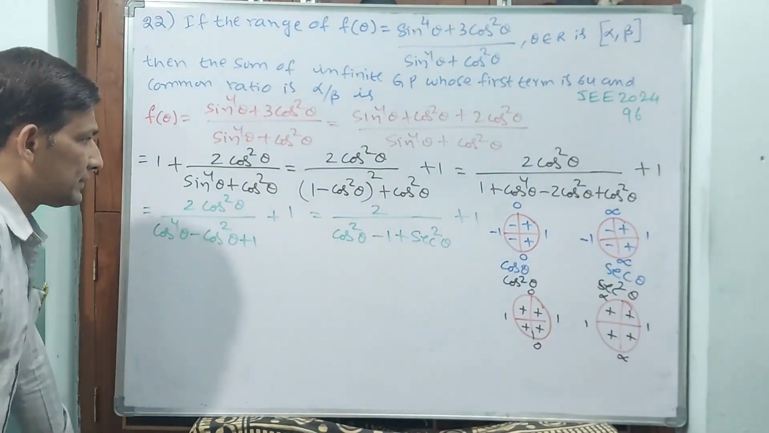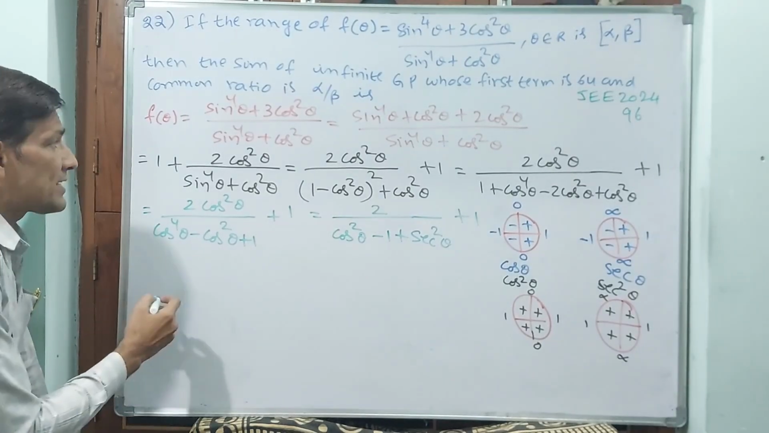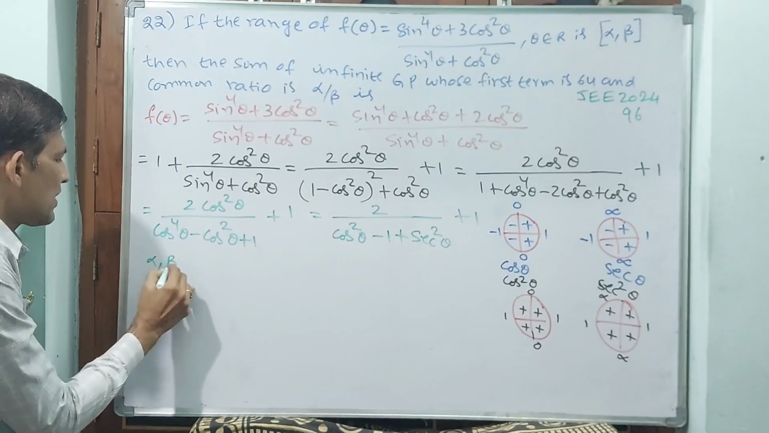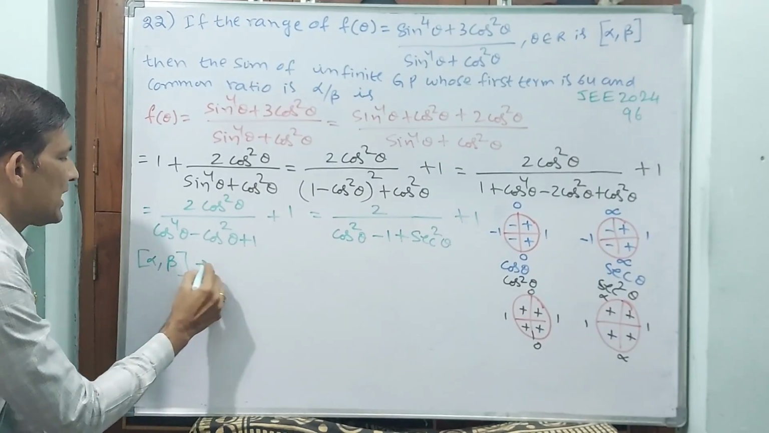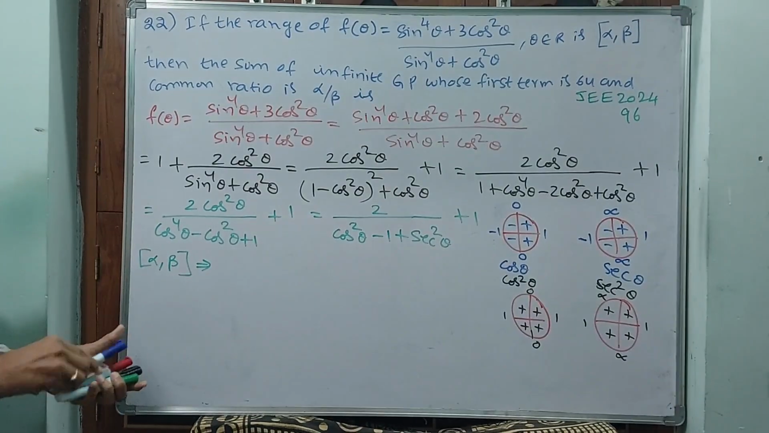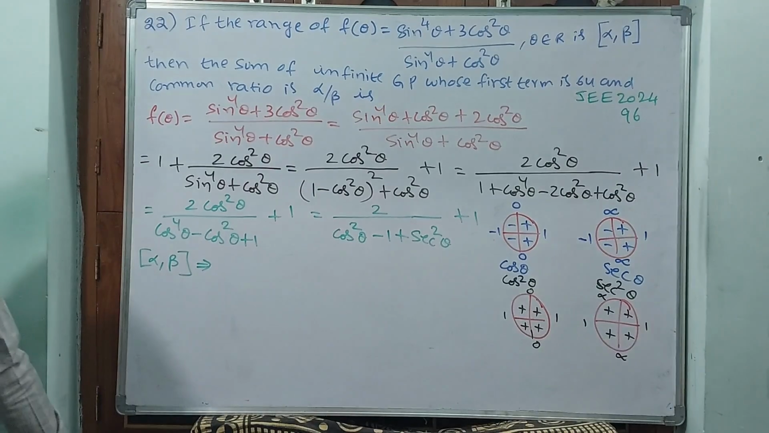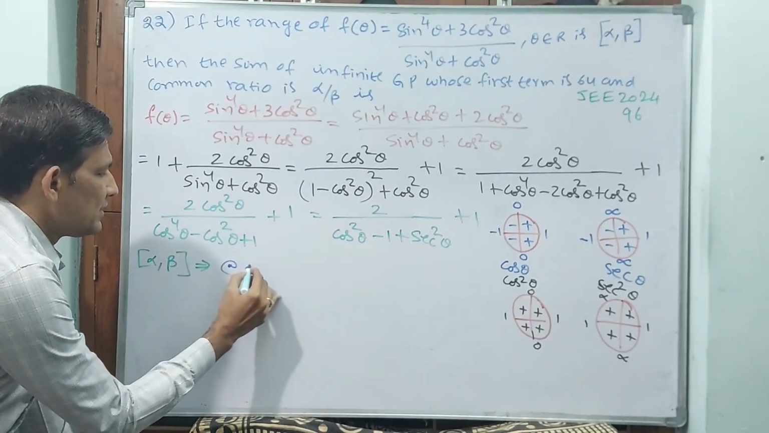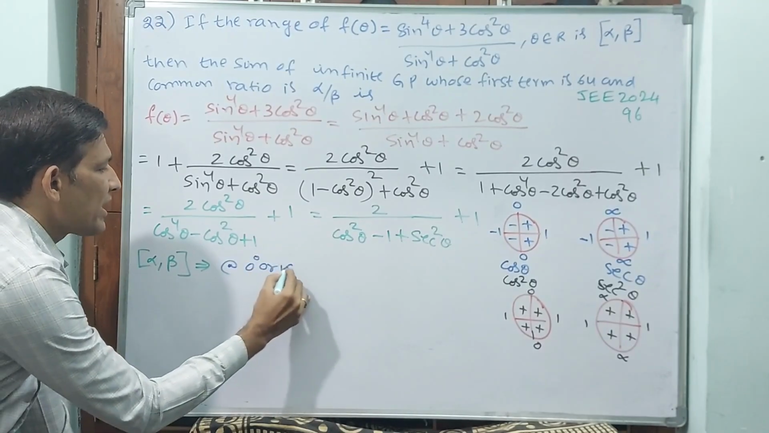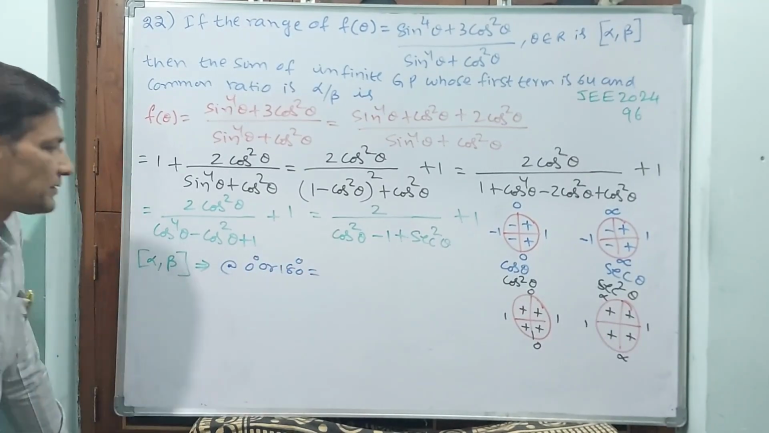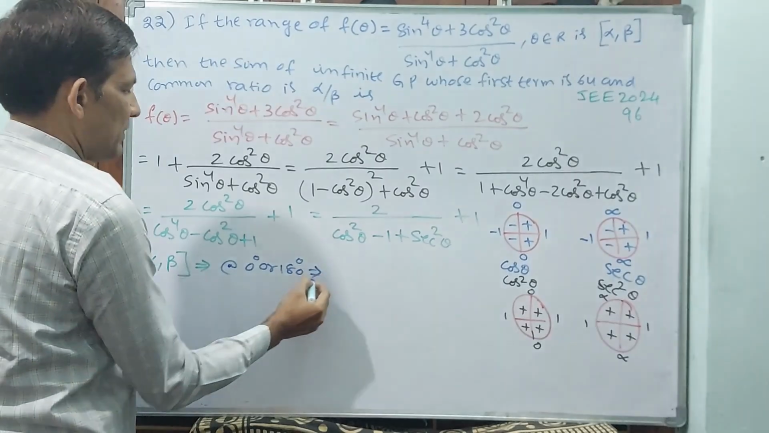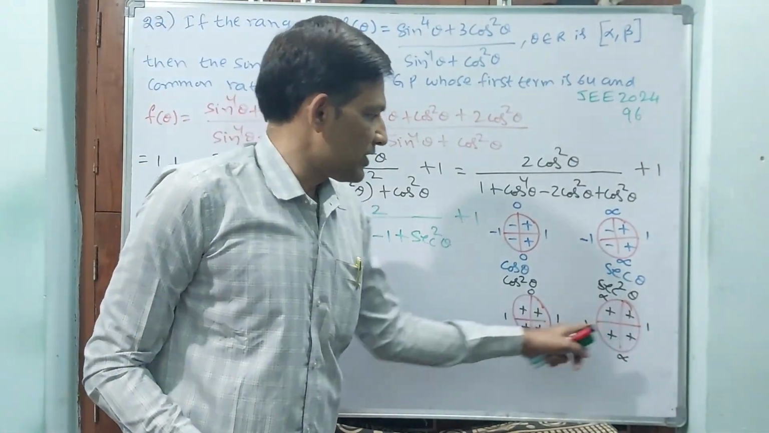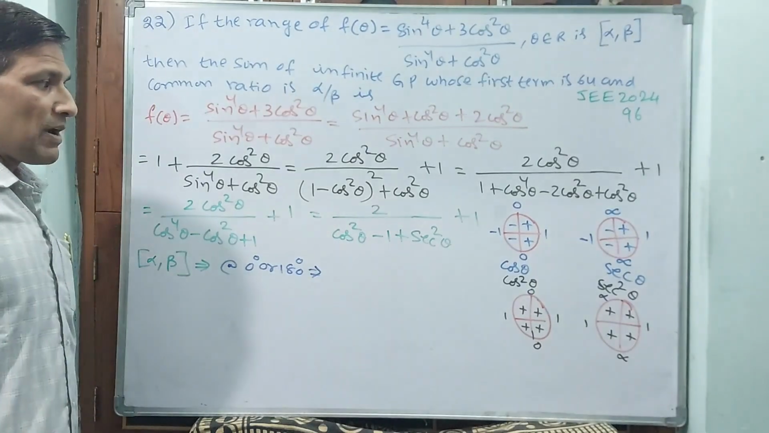Now come back. See, what is the range alpha, beta? Alpha comma beta implies you have to find the minimum value and maximum value. See how you are going to get. At 0 degree or 180 degree. See how I am going to make this.